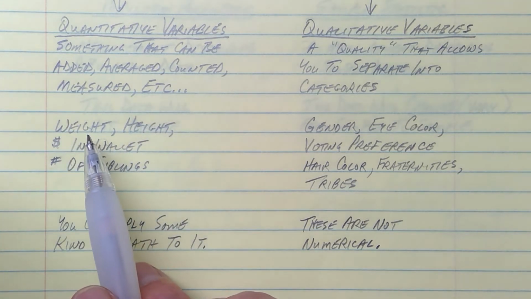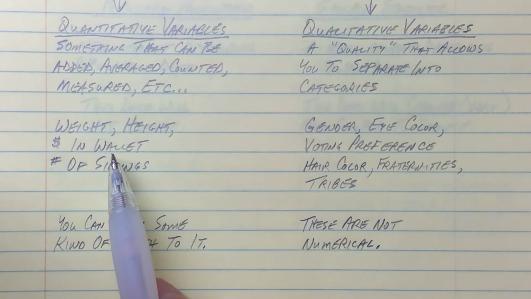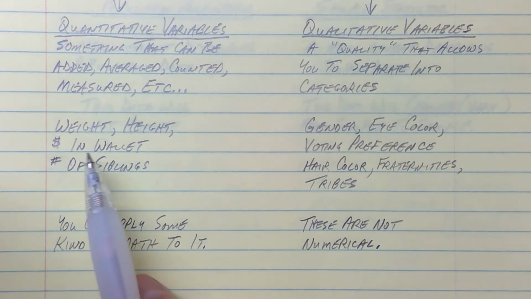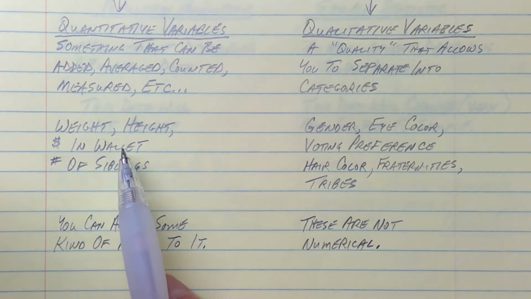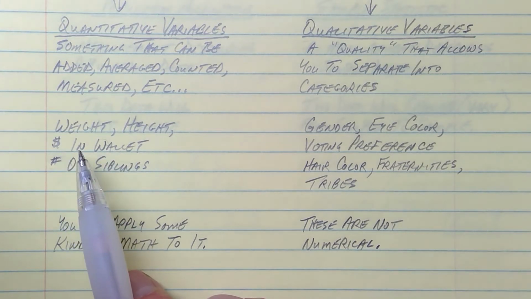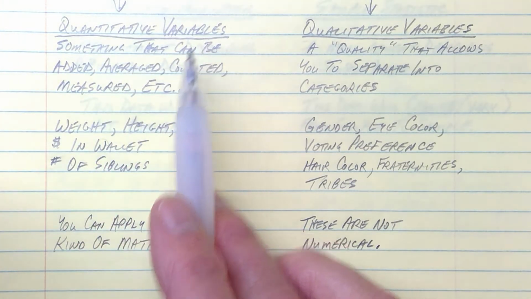So maybe you want to do average weight. You add up all the people's weight in the room and divide by how many people there are, and you have their average weight. You averaged them. Same thing with height. Add up all the heights, divide by 27 or however many is in the room, and you have your average height. Dollars in a wallet, okay, maybe I have $5, maybe you have $7, maybe the next person has $20. We add all those up and divide by 3, and now we have an average number of dollars in wallet. Those are quantitative variables.